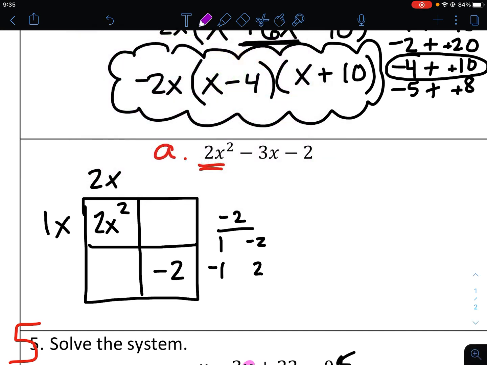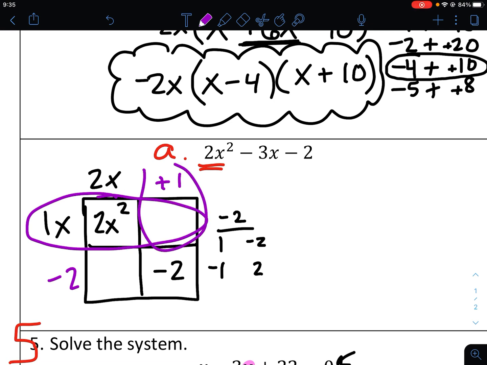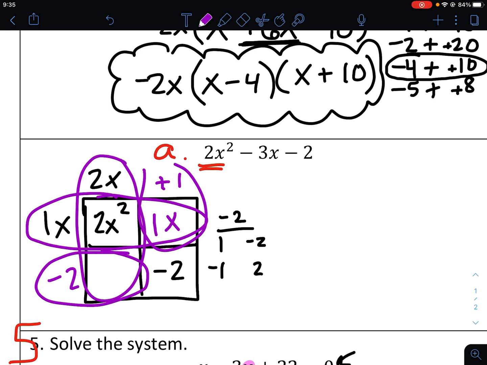All right, the first option was a +1 and a -2. 1x times 1 is 1x, and 2x times -2 is -4x. And if I add those two values together, we get a -3x. Awesome, we did it the first time. So we add those together, we get our -3x.